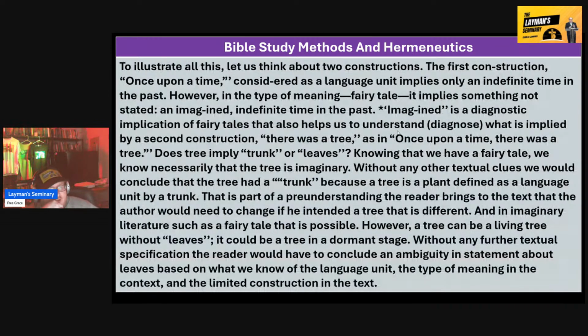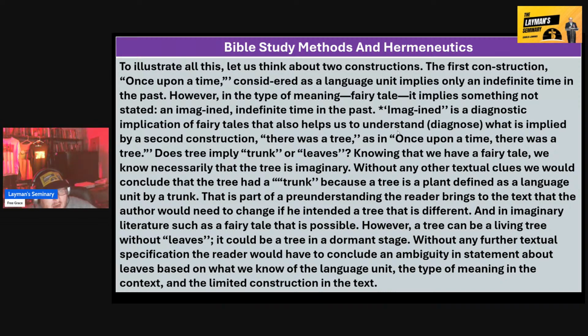To illustrate all this, let's think about two constructions. The first construction, "once upon a time," typically introduces a narrative story. Considered as a language unit, it implies only an indefinite time in the past. However, in the type of meaning, fairy tale, it implies something not stated: an imagined, indefinite time in the past. Imagined is a diagnostic implication of fairy tales that also helps us to diagnose what is implied by a second construction.